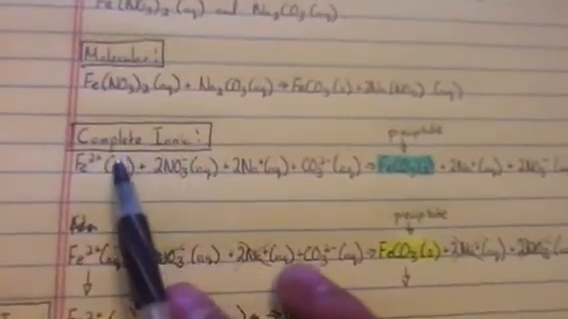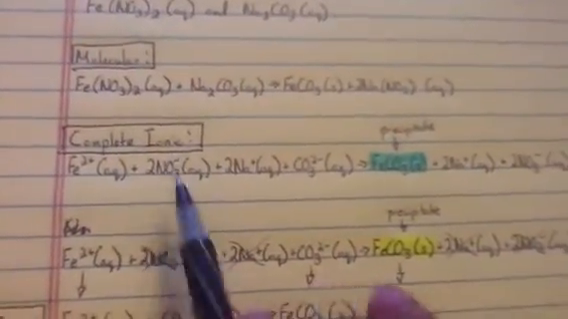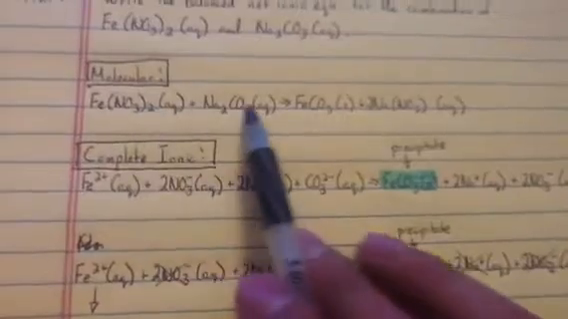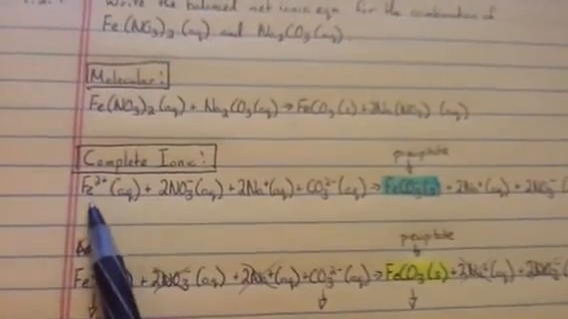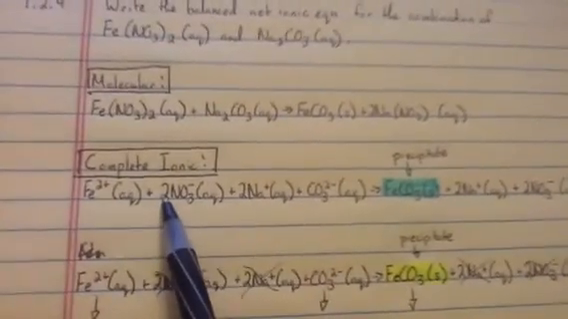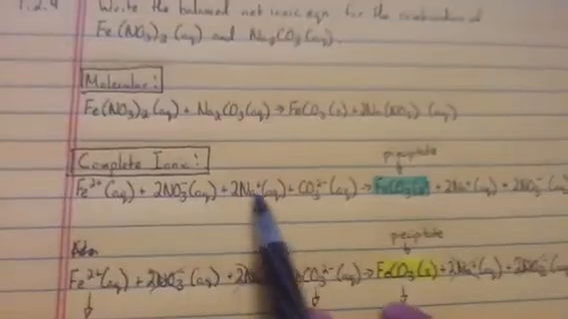So for the complete ionic, and this is always a pain, I always hate writing this one out, you just want to break these down into their individual ions. So you're going to see your iron 2 plus, and likewise, I'm going to have my 2 nitrates, as you can see over here. I don't need to go through all of it, but the most important thing is that in the complete ionic, you have to keep your precipitate complete.